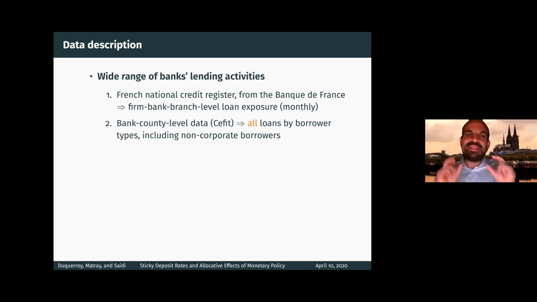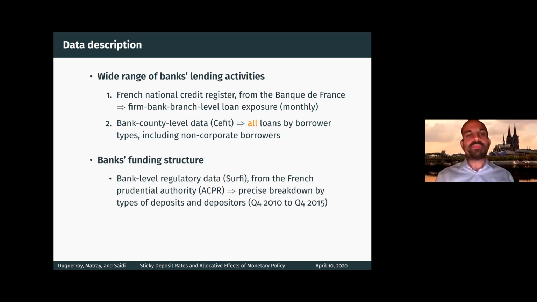So those data are at a less granular level than a typical credit registry data set, but the bank is at the bank county time level. But at the bank county time level, we see banks lending not only to corporates, but also to entrepreneurs, households for mortgages, etc. And that's beautiful.